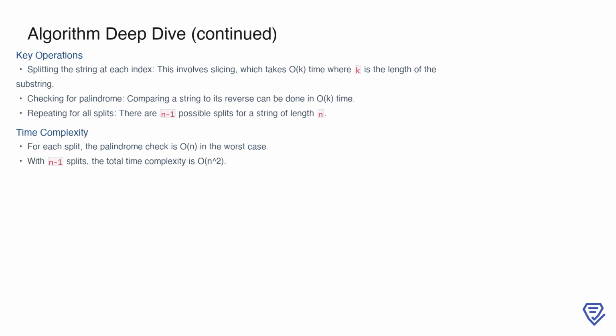For a string of length n, there are n-1 possible splits. For each split, the palindrome check can take up to O(n) time in the worst case. This results in an overall time complexity of O(n squared) for the brute force method. While this is manageable for smaller inputs, it can become inefficient for longer strings, making it necessary to explore optimizations.